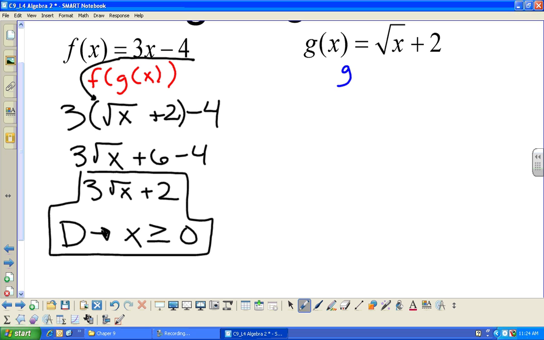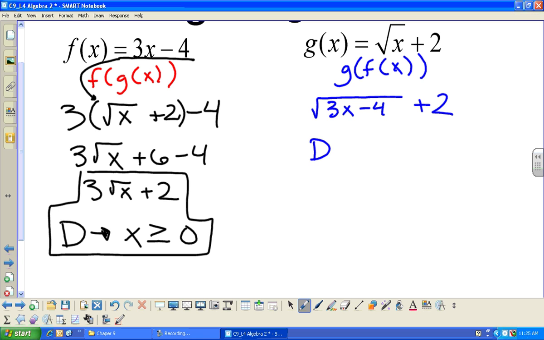So I want to find g of f now. That's the function of f inside the function of g. So instead of writing x right away, I replace it with the function of f. I can't simplify this any further because of that square root. But I also have to find out the domain of this function. The rules still are the same. You can't take the square root of any negative number.